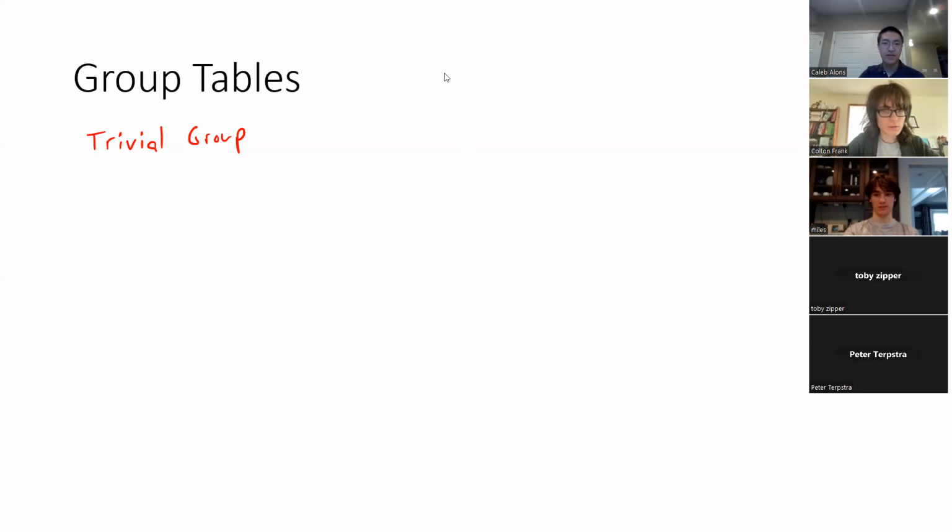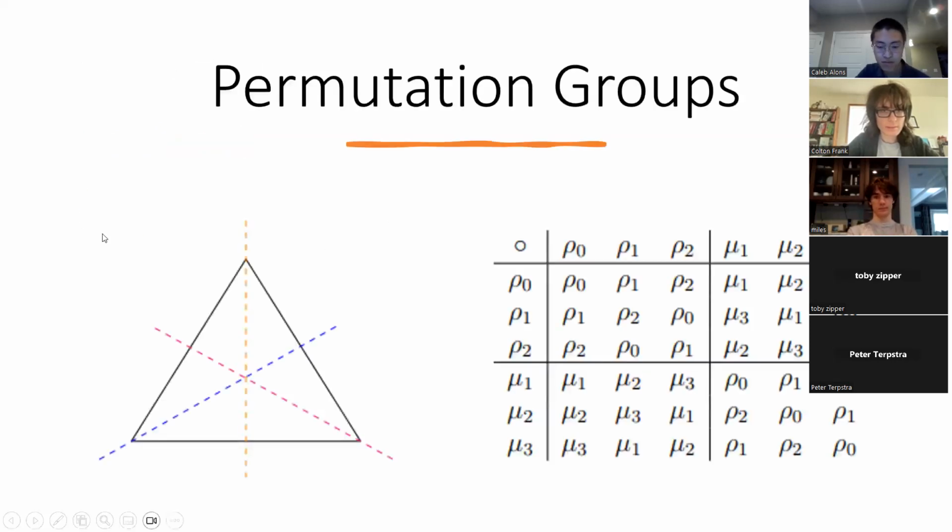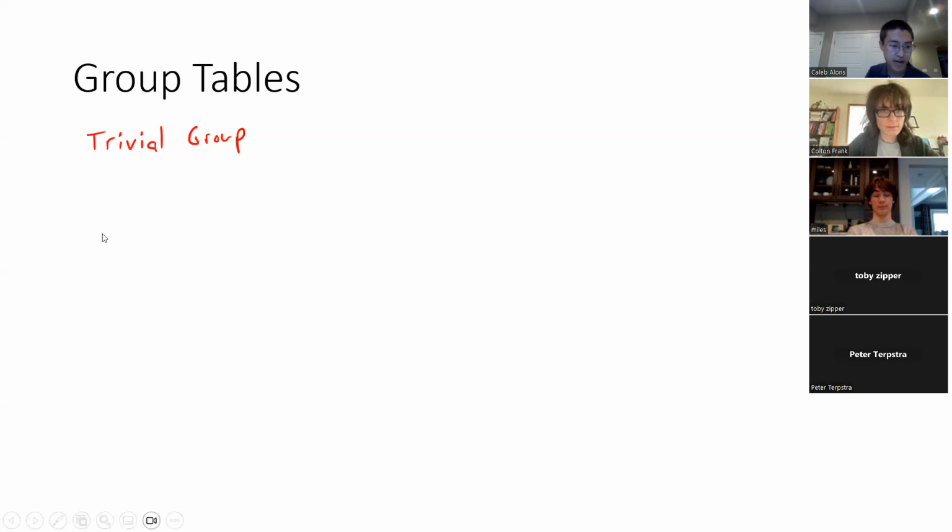Yes, the identity element. If we're only going to be allowed to have one element, and every single group has to have an identity, well, there you go. So the identity takes up that one element space. So we have that the trivial group is the identity element all by itself.